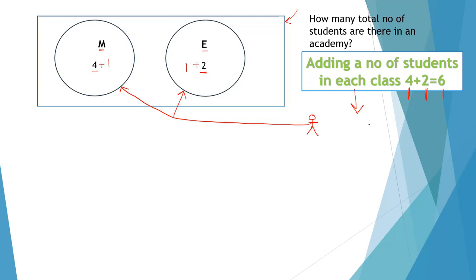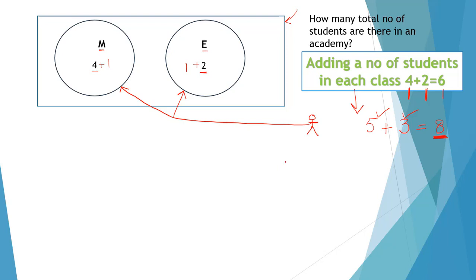Let's see. Total number of students in math class 4 plus 1, 5, plus total number of students in English class 2 plus 1, 3, which is equal to 8. Here we actually double counted you because you are taking both the courses. All we have to do is avoid the double counting. To avoid double counting is the main idea behind counting problems.